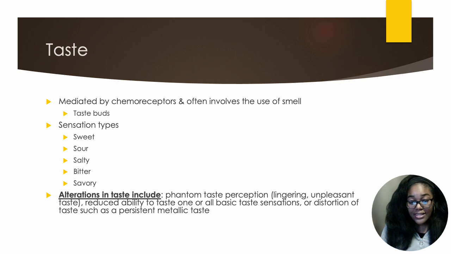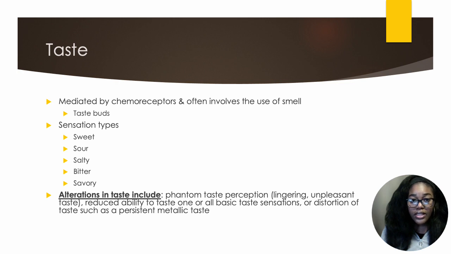When you deal with taste, it's on the tongue, and normally we have chemoreceptors, and it also involves the use of smell. But normally our taste buds are the receptors that help mediate our sensation of taste. And we have several types of sensations. We have sweet, salty, bitter, sour and savory, all kinds of tastes that we are able to distinguish. It's important to know that when we have a disorder in our taste, it often involves a disorder in the smell as well.